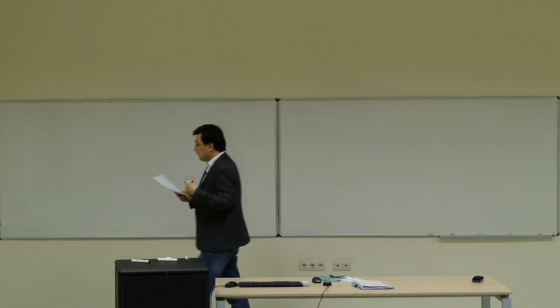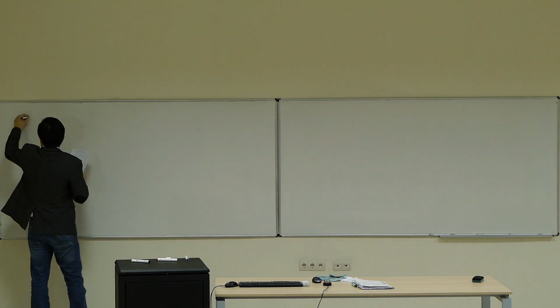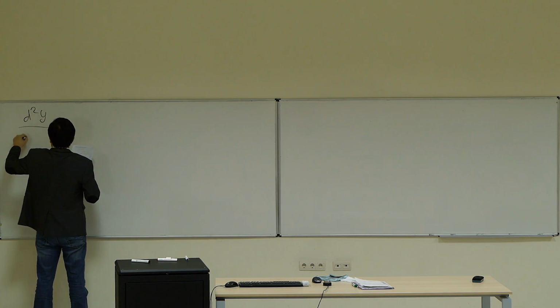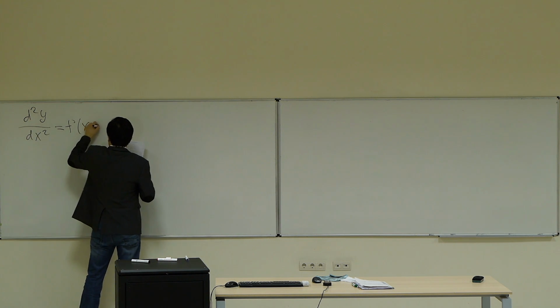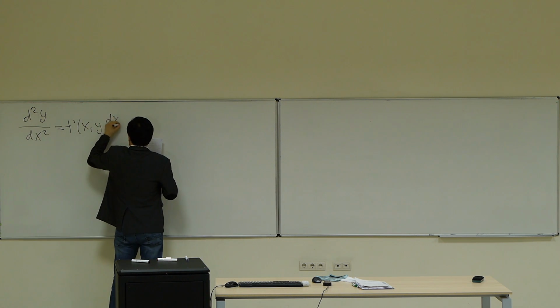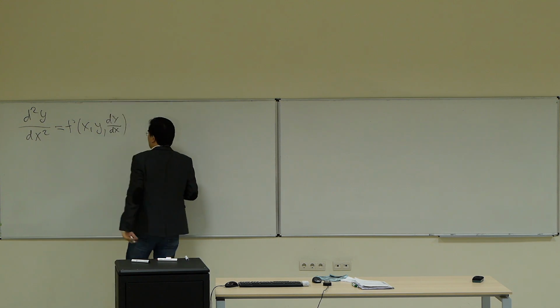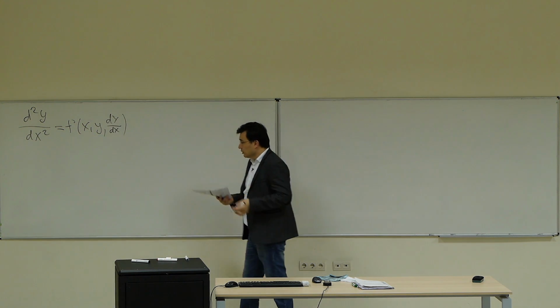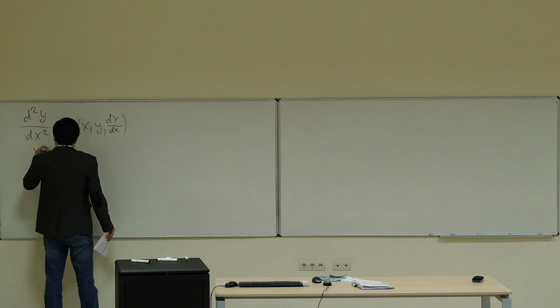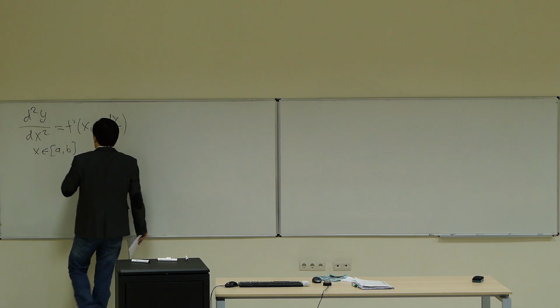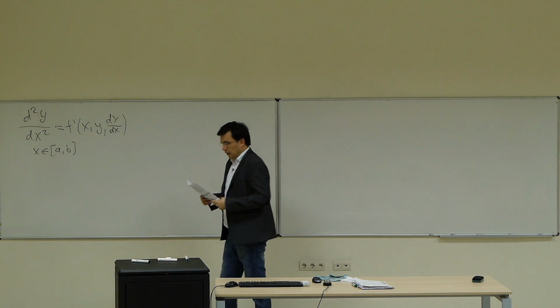Okay, let's say that I need to solve the following very simple ODE. Second derivative of y, unknown function y, with respect to x, is equal to some function f at point x, y, and first derivative of y with respect to x. Let's say that I need to solve this equation in the region where x ranges from some a to b. I need to solve this equation in this region, okay?